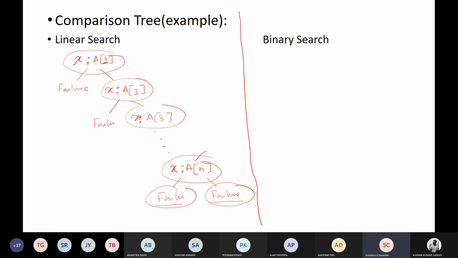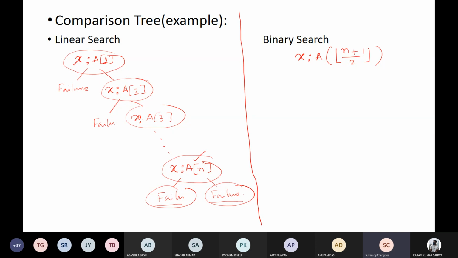Let us check the comparison tree of binary search. We know that in a binary search, first the element, so in this case, without loss of generality, we are considering that the mid value is (n plus 1) by 2.